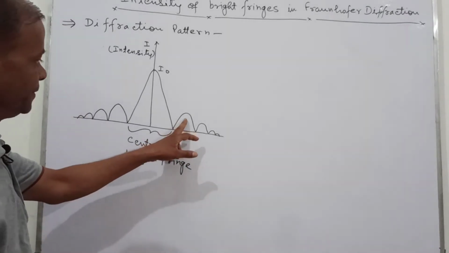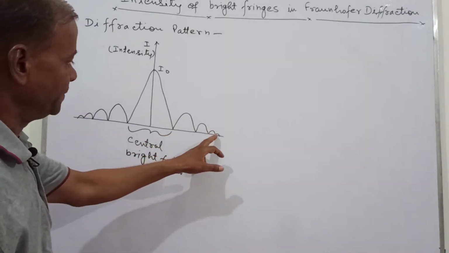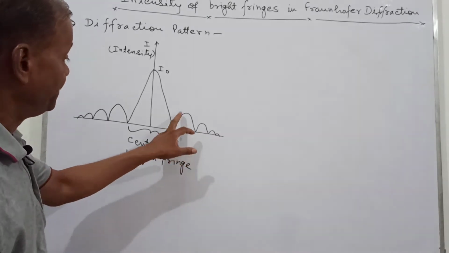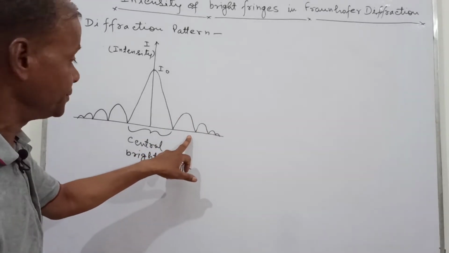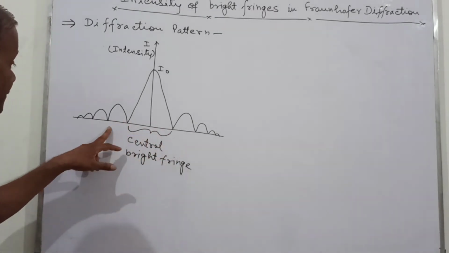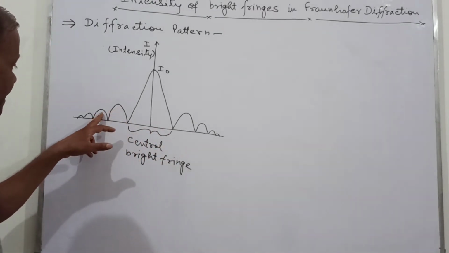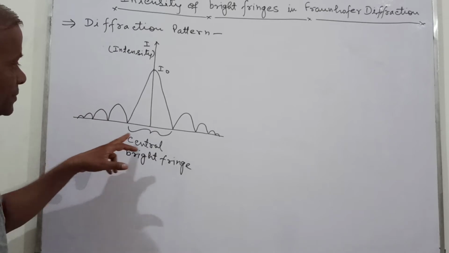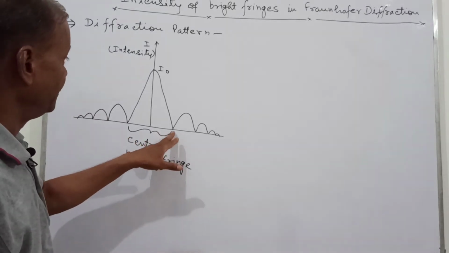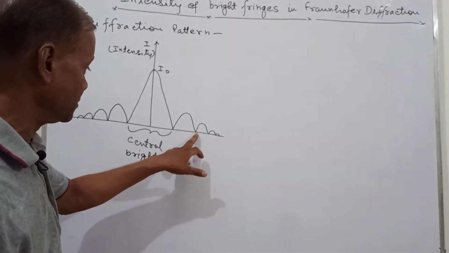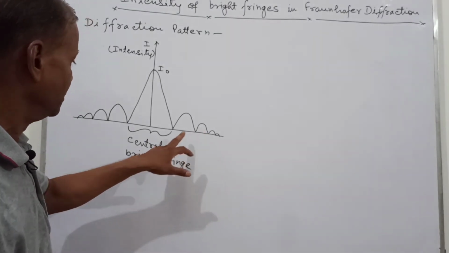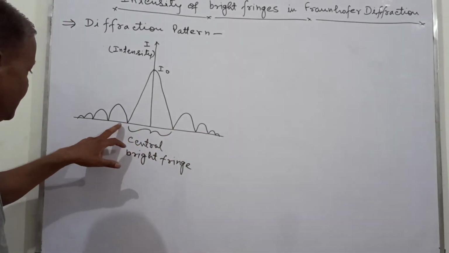Then this is the first fringe, second fringe, third fringe, fourth fringe. These are the peaks that we see here, the bright fringes, and also on this left side: the first, second, third, fourth, etc. And in between two bright fringes, there is a dark fringe. This is dark fringe, this is dark fringe, this is dark fringe.